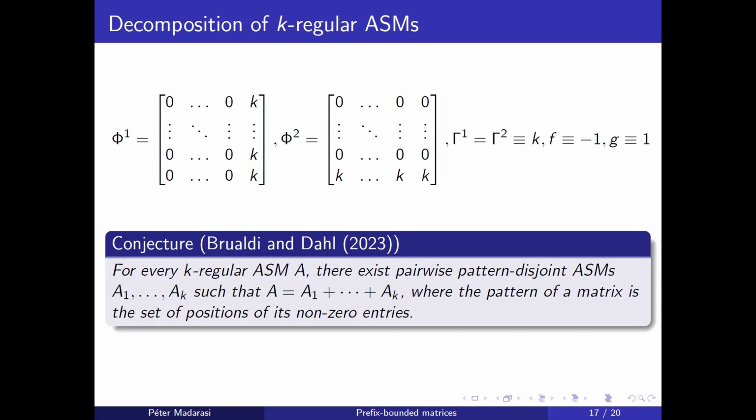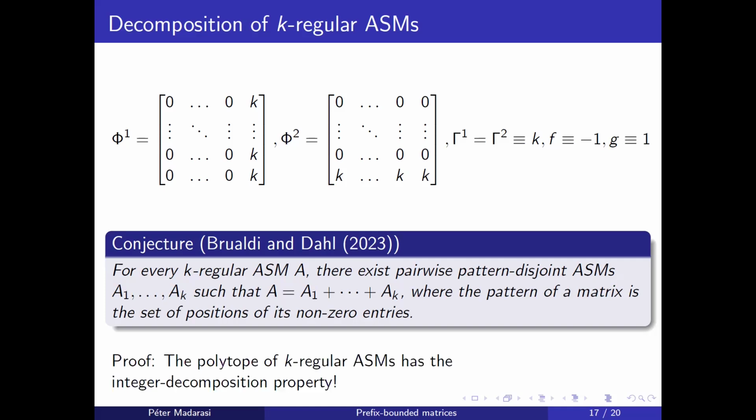The pattern of a matrix is just the position of the entries that are non-zero. So essentially, this says that the support of these ASMs should be disjoint. And the answer is that this conjecture is true, and without the pattern disjointness requirement, what we have is equivalent to the integer decomposition property of the irregular ASM polytope, which is implied by the fact that that polytope is defined by a system whose matrix is totally unimodular.